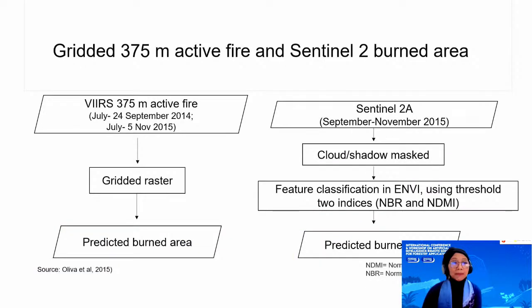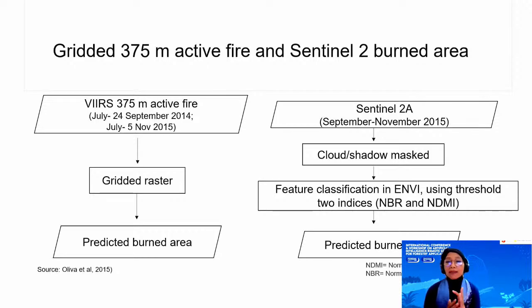Next slide. And this is the method to grid active fire and Sentinel-2 burn area. On the left, you can see the simple way: gridded 375 meter active fire raster within the same period of the reference map. On the right, you can see our approach to map the burned area from Sentinel-2A only at the moment, due to limited availability of the imagery. So we just use three images only.